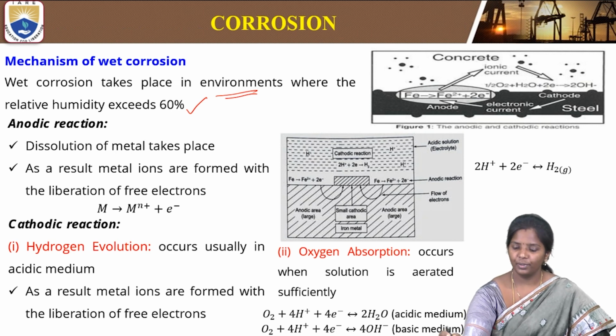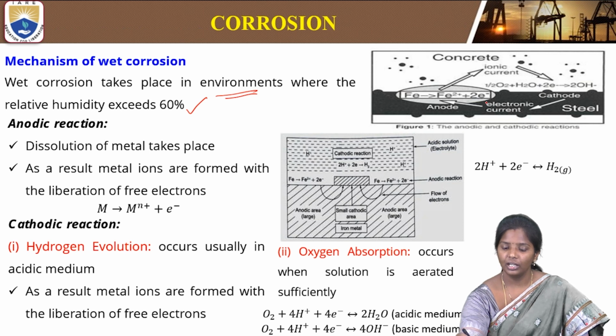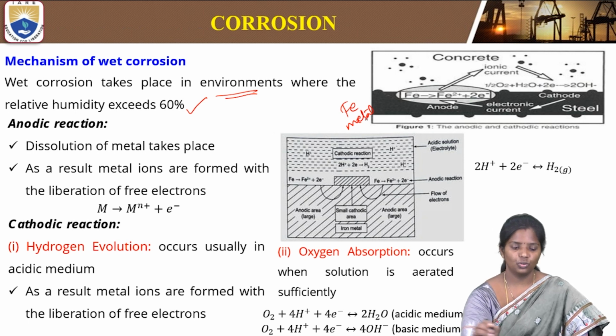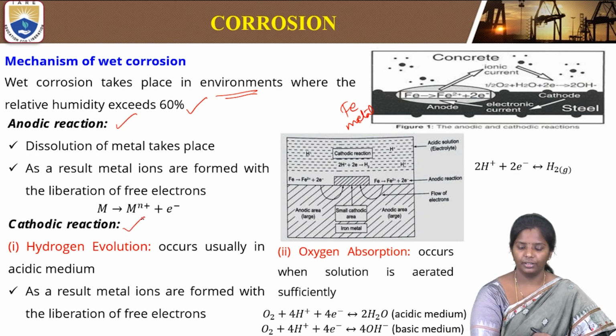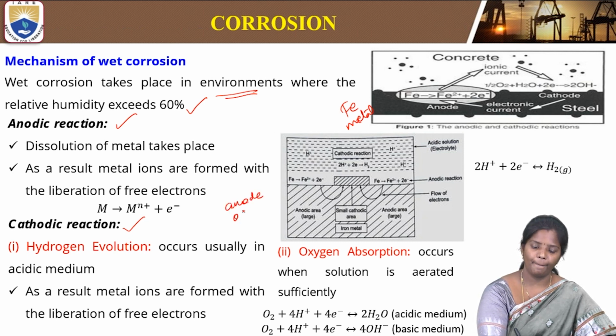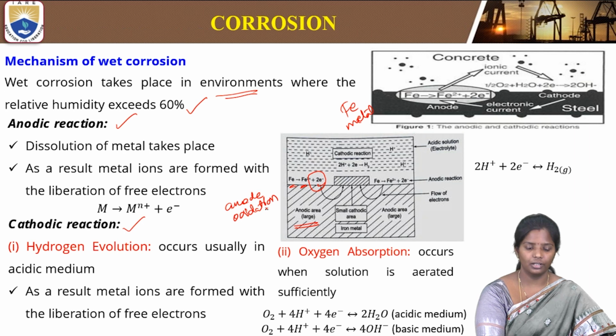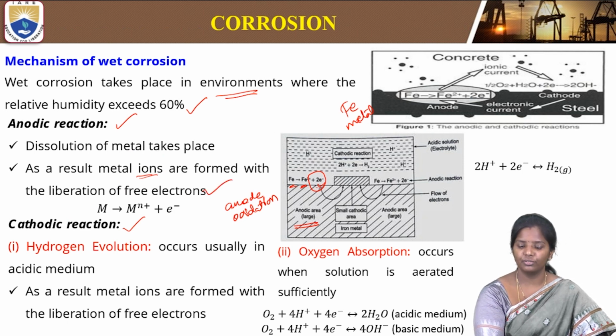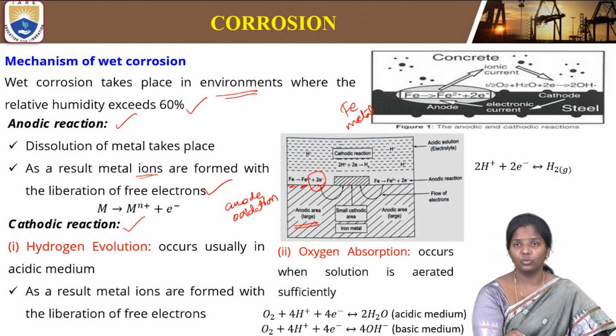So for example, here are the anode and cathode reactions of iron metal: the anodic reaction and the cathodic reaction. What happens at the anode? Oxidation. In this figure, this is the anode area. The iron will oxidize to Fe2+ and 2 electrons are released. So dissolution of the metal takes place. As a result, metal ions are formed with the liberation of 2 free electrons. These 2 electrons will go to the cathode.